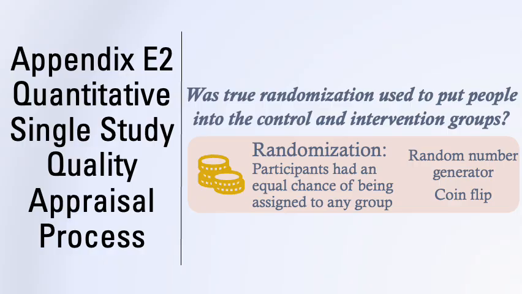True randomization means that participants were assigned to the intervention or control group based on chance, and therefore bias is minimized. To appraise if true randomization was used, you want to look at the description of the randomization process. Methods such as random number generators or coin flips are examples of true randomization. Using convenience methods to separate participants, such as splitting a group in half, or putting all morning participants in one group and afternoon participants in another group, is not true randomization.